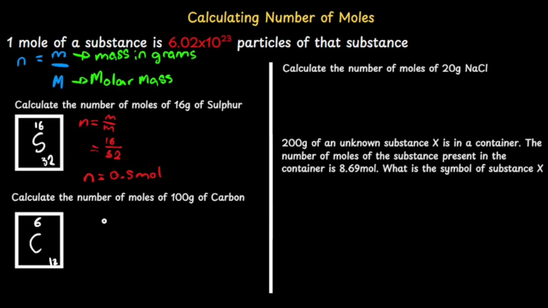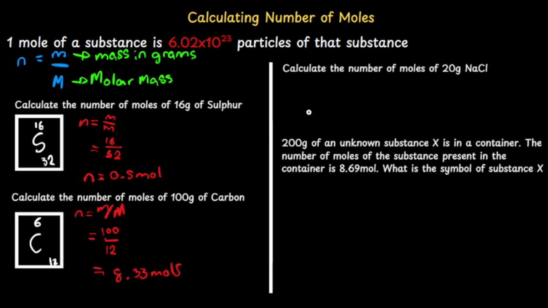Quite simple. Let's calculate the number of moles of 100 grams of carbon. Exact same procedure. Number of moles is equal to mass over molar mass. The mass value is 100 grams. The molar mass of carbon is 12. So 100 divided by 12 should give us 8.33 moles. That was a bit repetitive. We just did the same procedure that we did in the first question. Simply substituting in a mass value into our formula, obtaining the molar mass from our periodic table, and simplifying the equation until we obtain our unknown, which was number of moles.